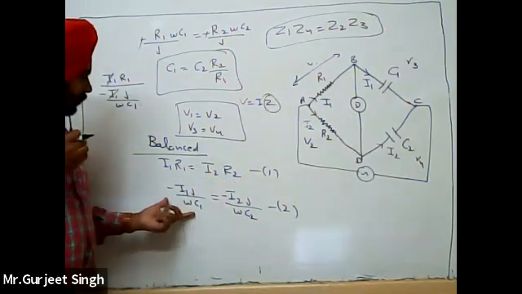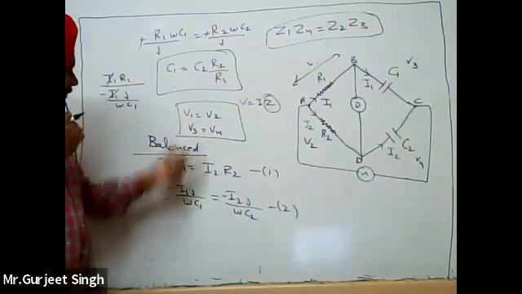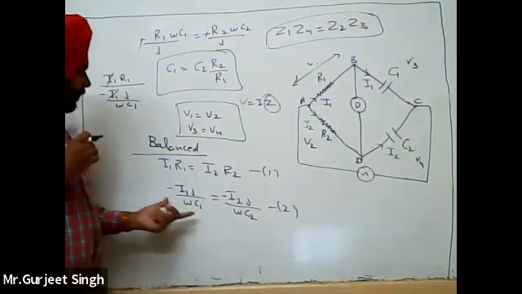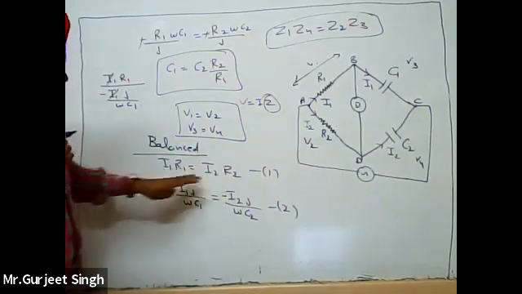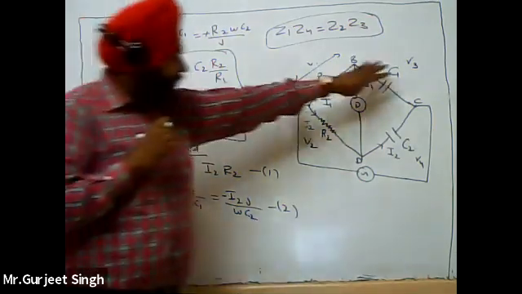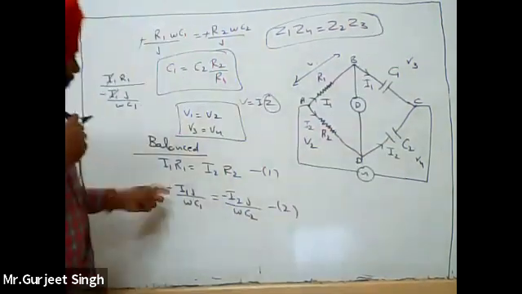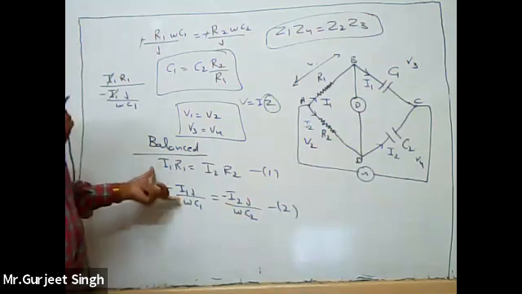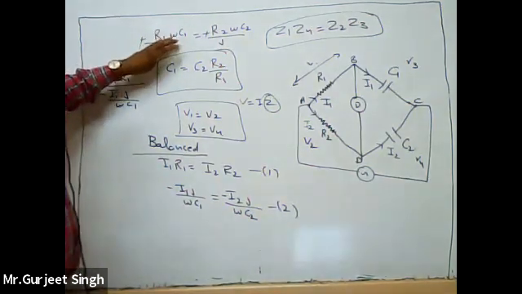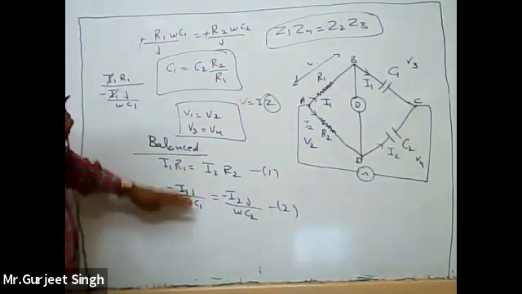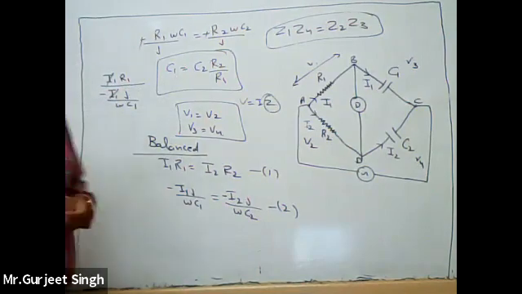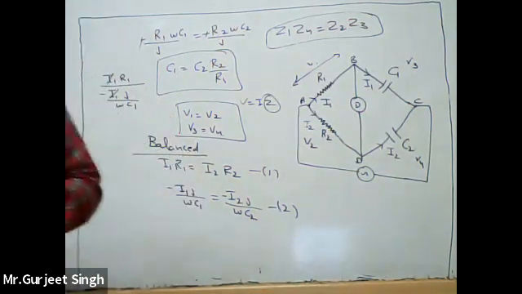Then according to this balanced equation, we put in the equations for V3 and V4. After putting the values, we divide the first equation by the second, and we find the value of the unknown capacitance C1.